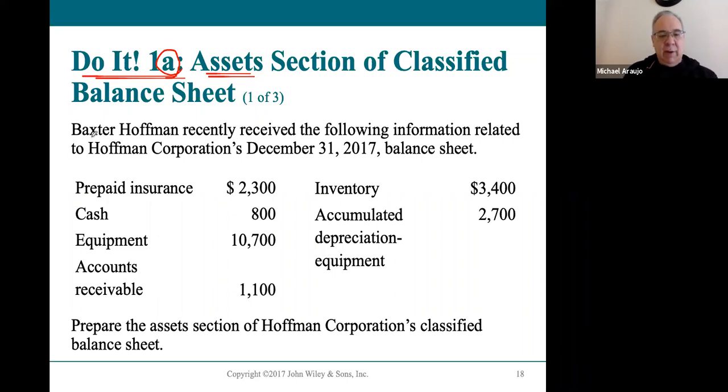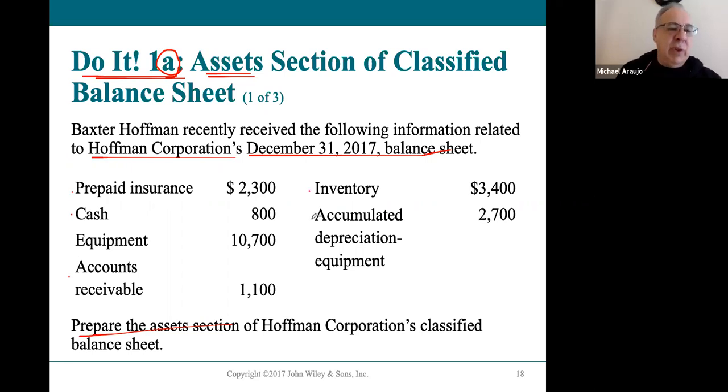And so here you have a corporation who at the end of the year, December 31st of 2017, is preparing a balance sheet. And these are all the different accounts that you see. And they ask you, well, prepare the asset. Again, just simply assets in this case. So assets are listed first, current assets. So you pick your current assets out. Prepaid insurance, cash is a current asset. Accounts receivable is a current asset. Inventory is a current asset. So you have your current assets.